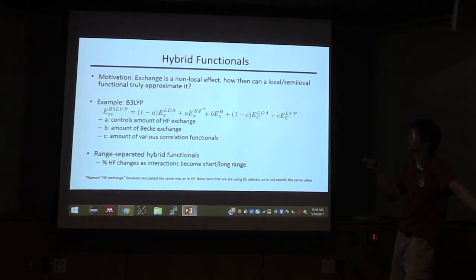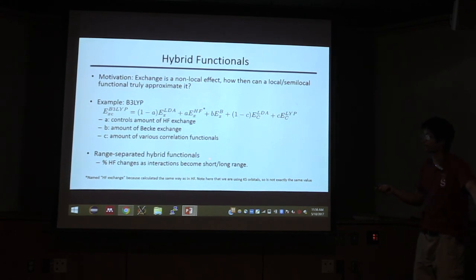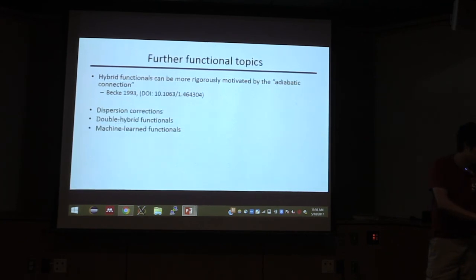And then you can take hybrid functionals even further with range-separated hybrid functionals, in which your amount of Hartree-Fock exact exchange changes with the type of interaction, short versus long range. Because at short range, semi-local information is probably good enough. At long range, you need the exact exchange. All right, and that's as far as I got.